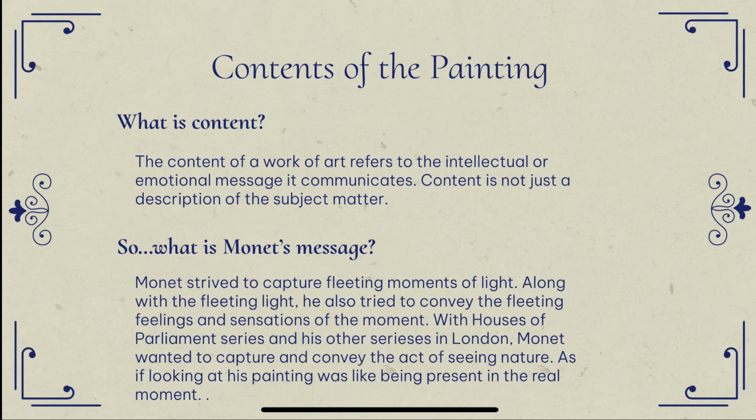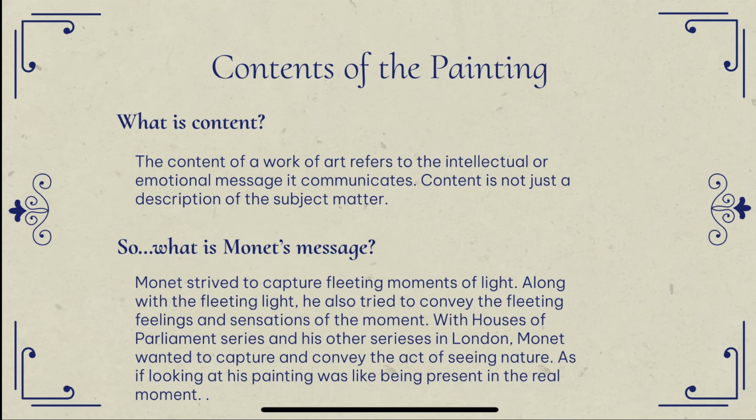Content is not just describing the subject matter or what is in the painting. For example, when looking at Houses of Parliament, you're not going to just start talking about how the building looks or the way he uses color. You're not going to talk about that. Content is more about the intellectual, emotional message that it communicates, not the physical appearance.